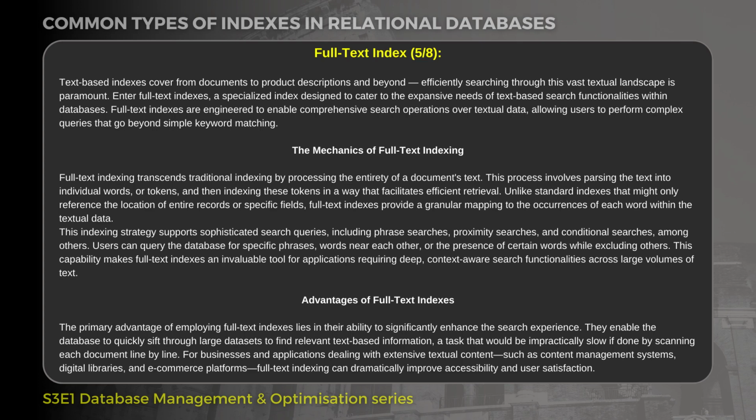Advantages of full-text indexes. The primary advantage of employing full-text indexes lies in their ability to significantly enhance the search experience. They enable the database to quickly sift through large datasets to find relevant text-based information, a task that would be impractically slow if done by scanning each document line by line. For businesses and applications dealing with extensive textual content, such as content management systems, digital libraries, and e-commerce platforms, full-text indexing can dramatically improve accessibility and user satisfaction.